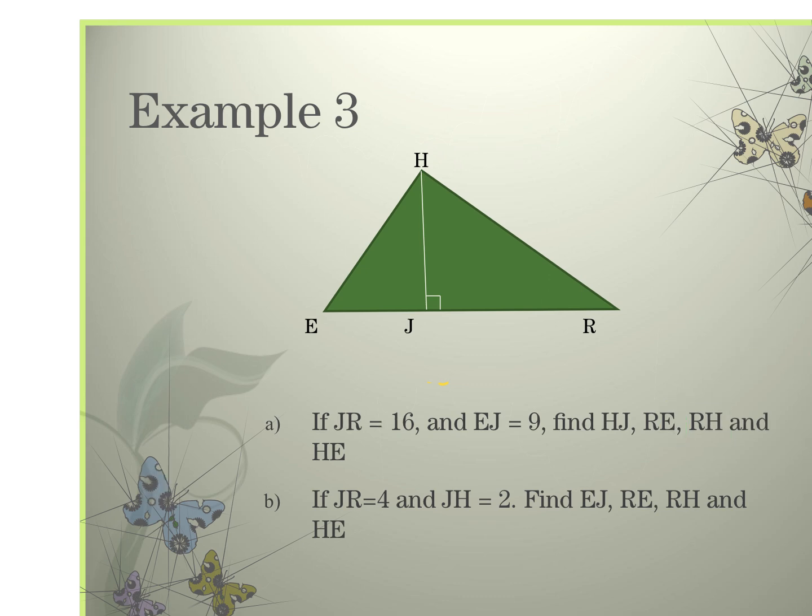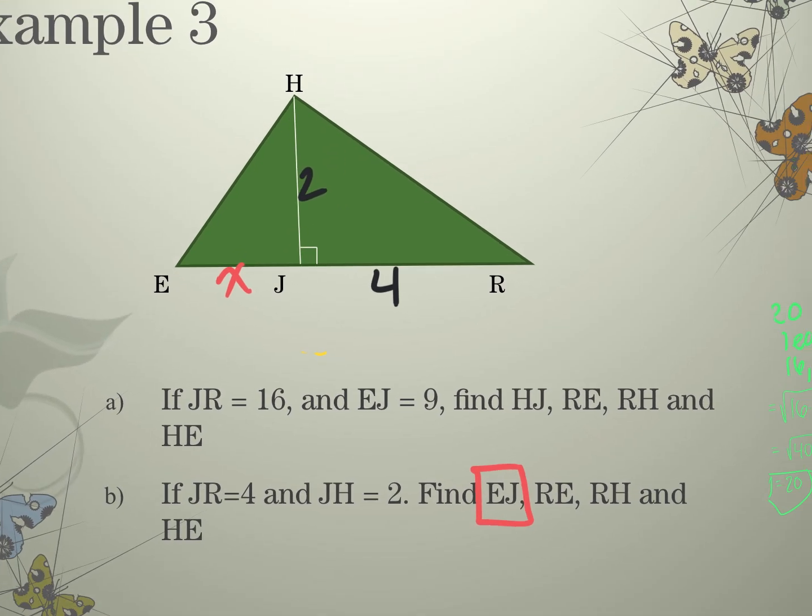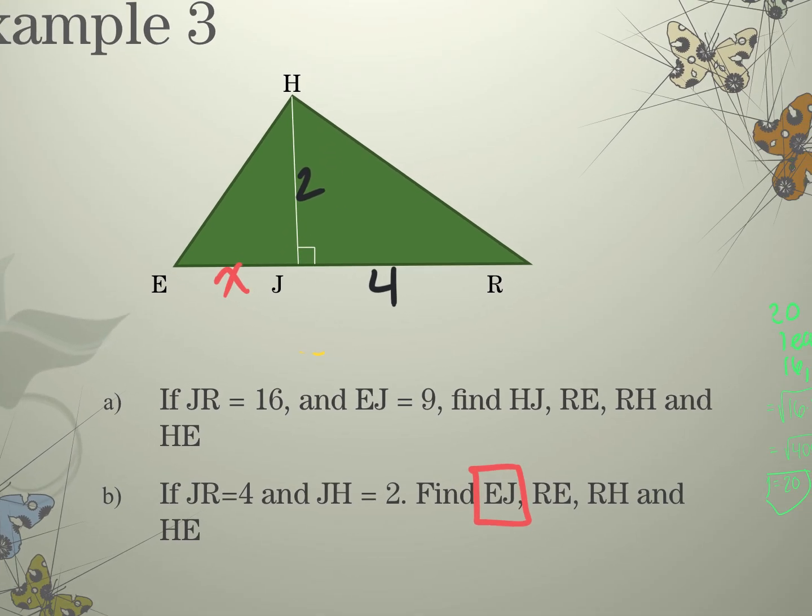So in B, it says JR is equal to 4. So let's go ahead and fill in a 4 there. And it says JH is equal to 2. Let's first find EJ. We'll make it X. All right, now let's think about this one. What do you think we could set up to solve for X?